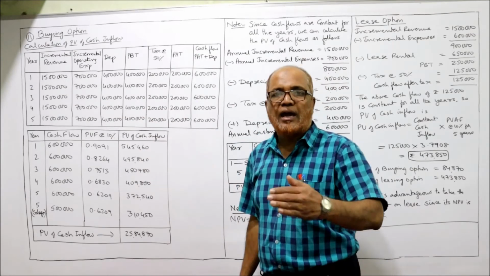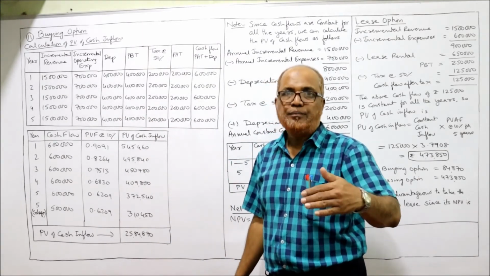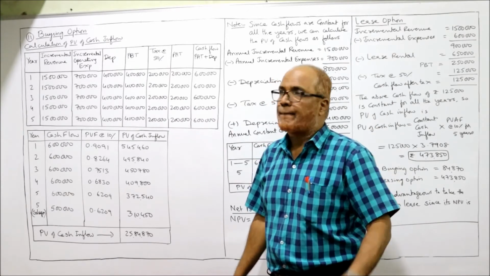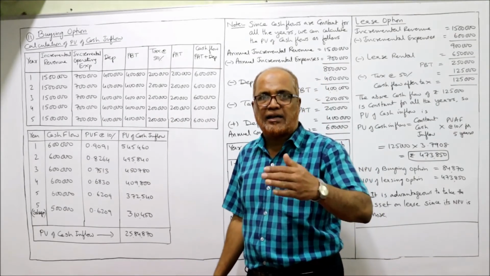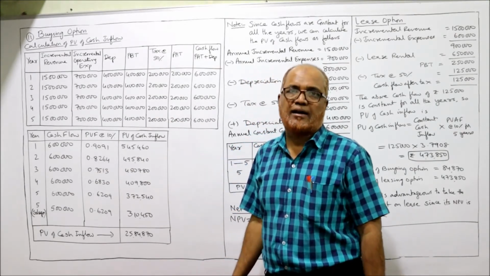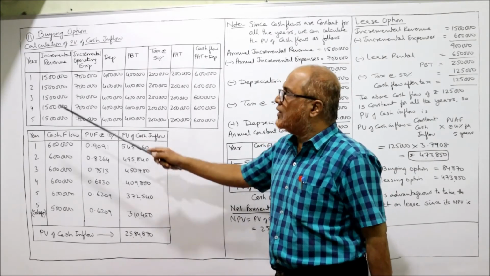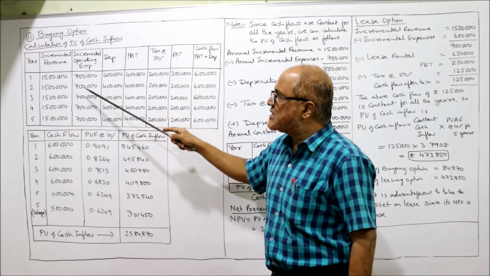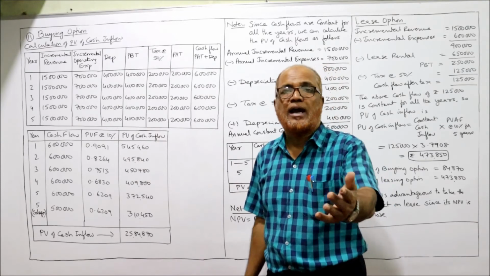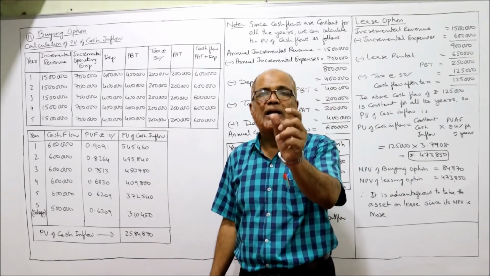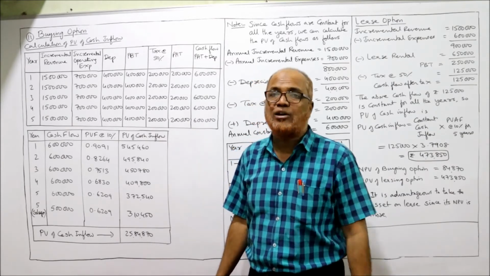Incremental revenue. Every year, the incremental revenue is 15 lakh. Inflow. The inflow of cash is 15 lakh every year. And the expenses, every year incremental expenses are 7 lakh. The revenue minus expenses will get the profit. So here revenue 15 lakh, incremental expenses are 7 lakh. Depreciation 4 lakh. Just now I told you straight line method. 25 lakh minus 5 lakh divided by 5 years. So 4 lakh rupees annual depreciation.